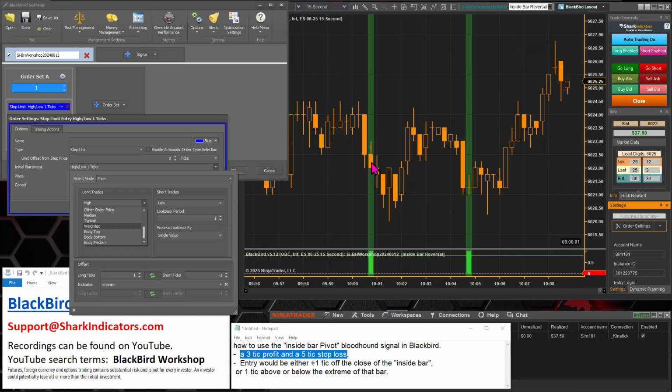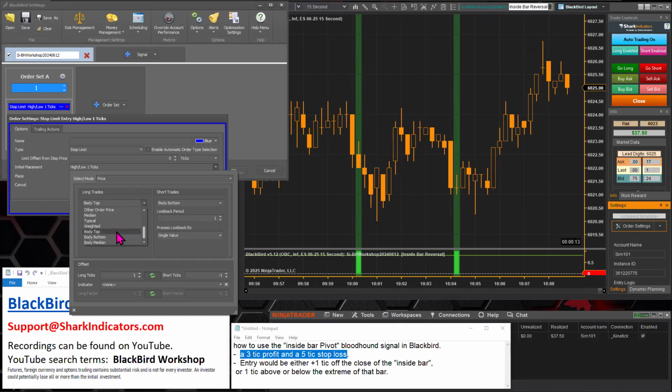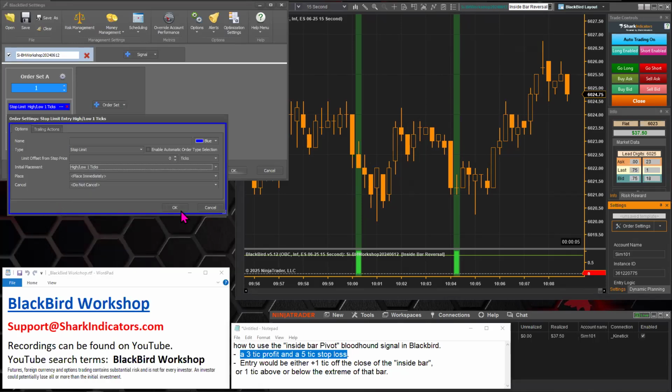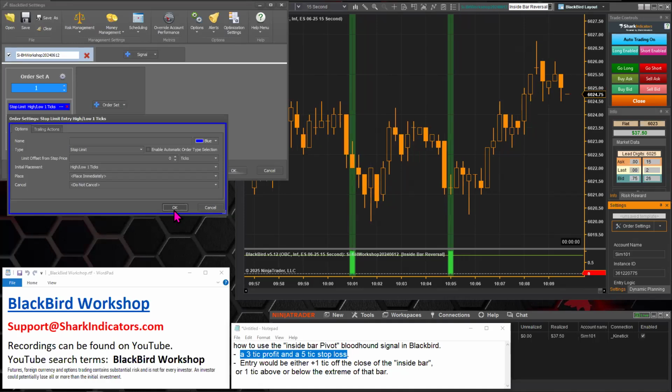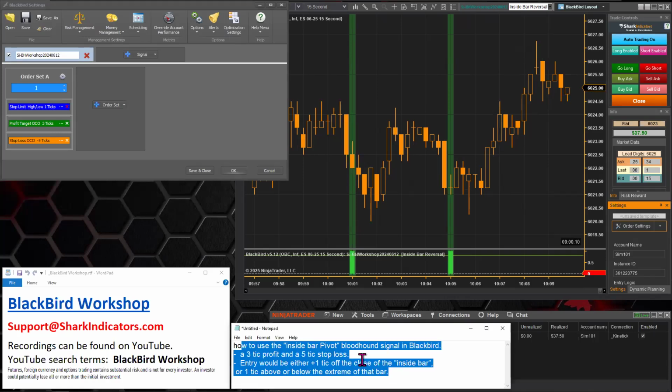So if you want to say off the top of the body, regardless of whether the body is the open or the closing price, then we could just use the body top instead there. Okay. So it's just a matter of picking whatever bar price you want to offset from. So I'll just leave it on the high, like so, and that is it. That's all it took to answer this question here.